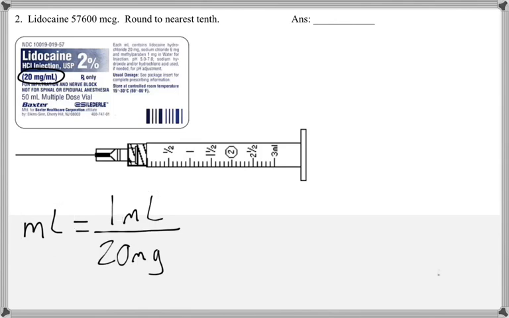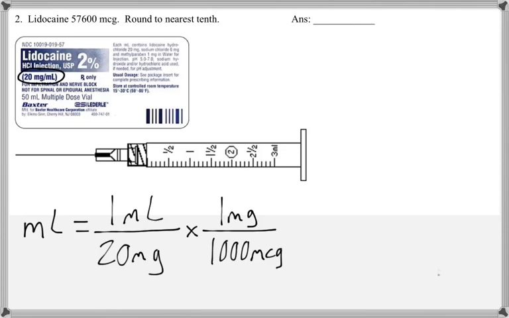Okay, so my order is in micrograms, and I don't see any micrograms yet in my dimensional analysis. So I need to first put a conversion here. And I know from my conversion chart that 1 milligram is equal to 1,000 micrograms. And I do want to specifically put it in this order. I don't want to put 1,000 micrograms over 1 milligram, at least not for this question, because I need my milligrams to match and cancel.